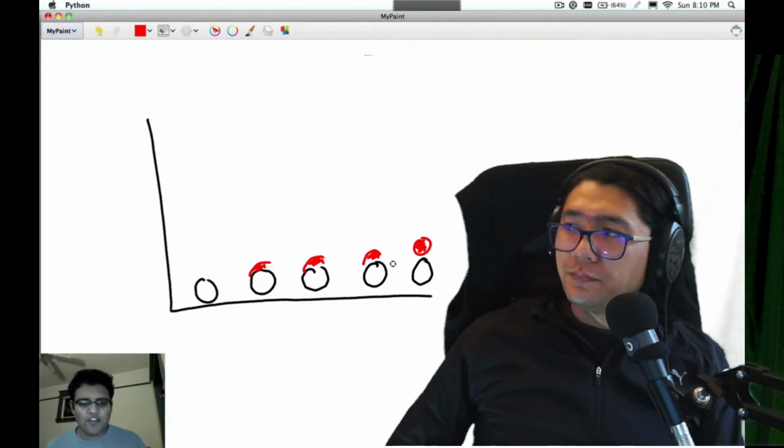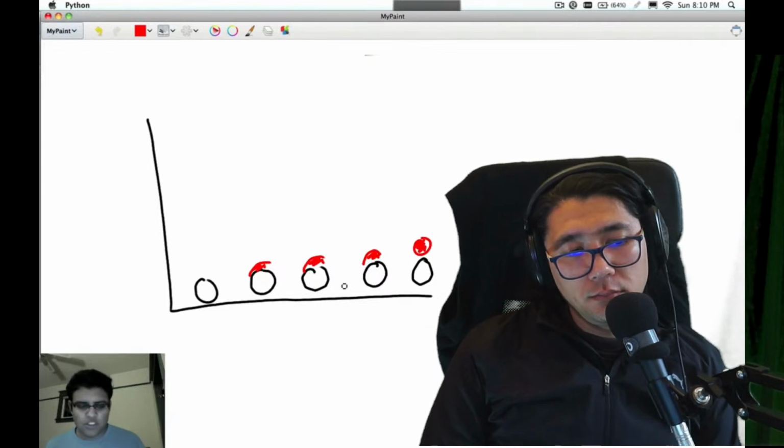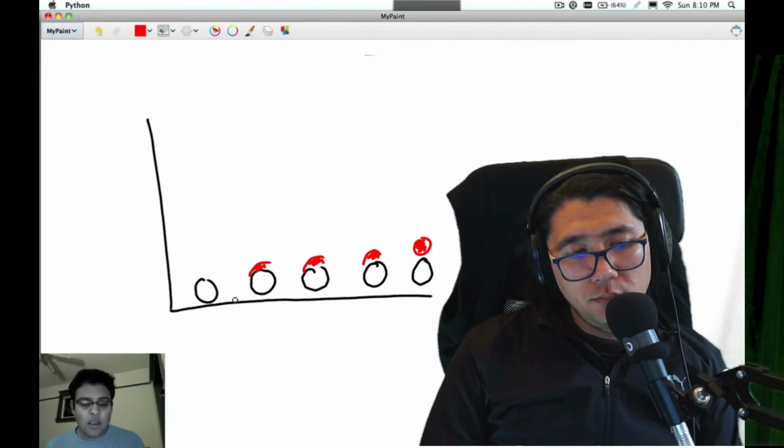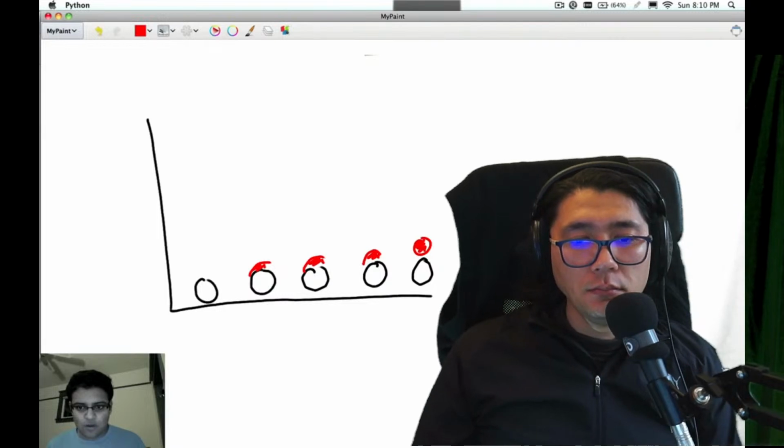So the idea is that instead of getting all your growth at the end, which happens with 2 to the x that we saw, kind of like a staircase, right? It sort of goes up like that.